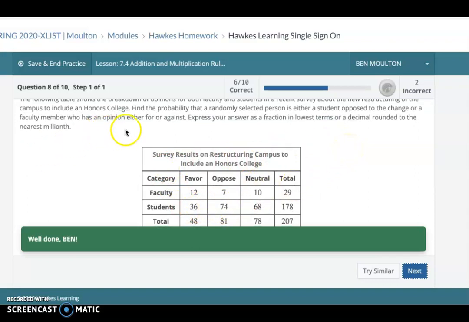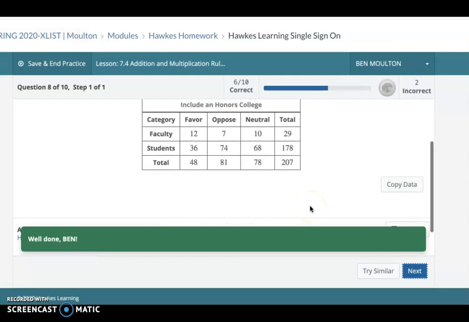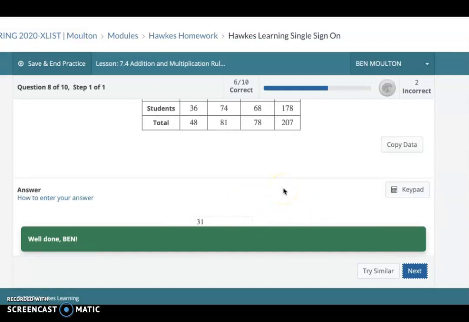Or a faculty member who has an opinion either for or against. So we got faculty. We're going to take the in favor of, which is 12, and against, which is 7. So long story short, we're taking 74 plus 12 plus 7 out of our total of 207 people. Reduce that, and you have your answer. I already did it. You can't really see it, but there it is.